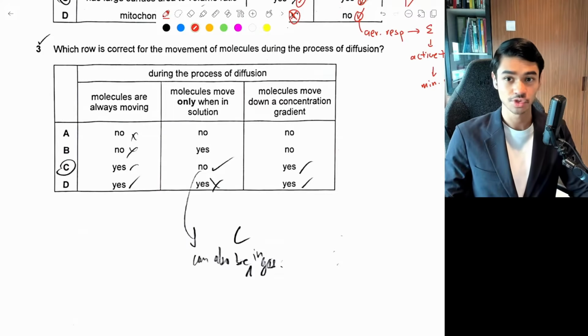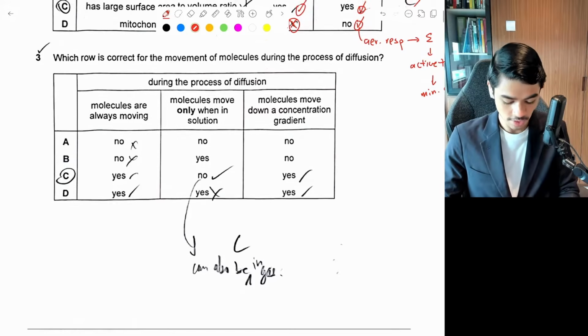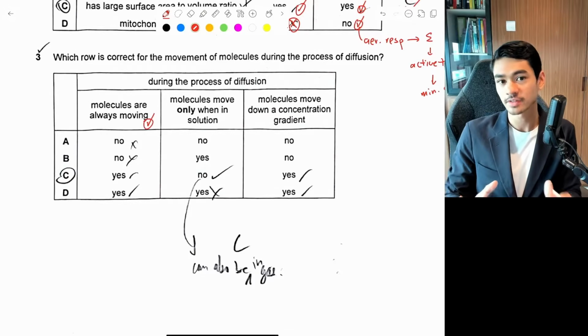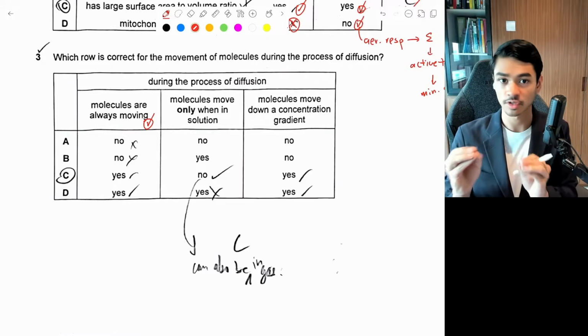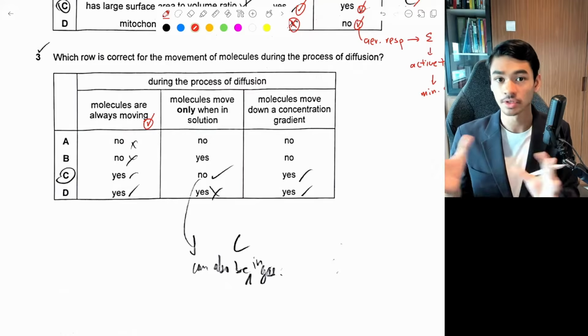Question 3, which is true about the process of diffusion? Molecules are always moving is yes, right? You might have learned this in chemistry that on a molecular level, if you can zoom in with the microscope, molecules are constantly moving and banging into each other. So molecules are always moving.